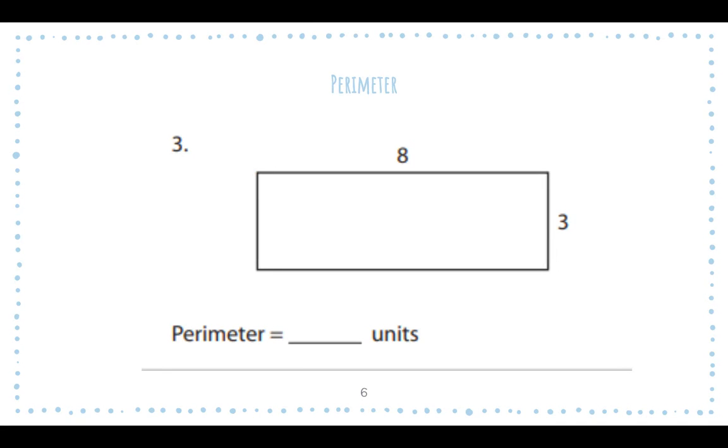Take a look at this one. Uh-oh, not all my sides are labeled. What am I going to do? We talked about this with area yesterday. How do I know? If this side is 8, what does that tell me? How about this side? Do I know?